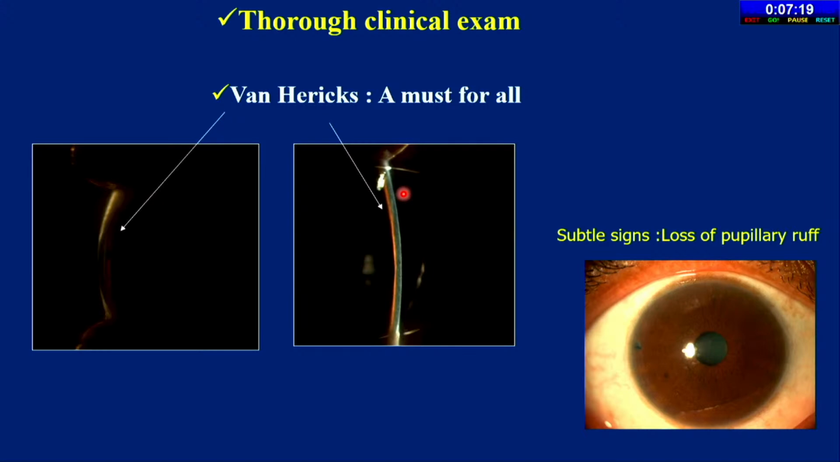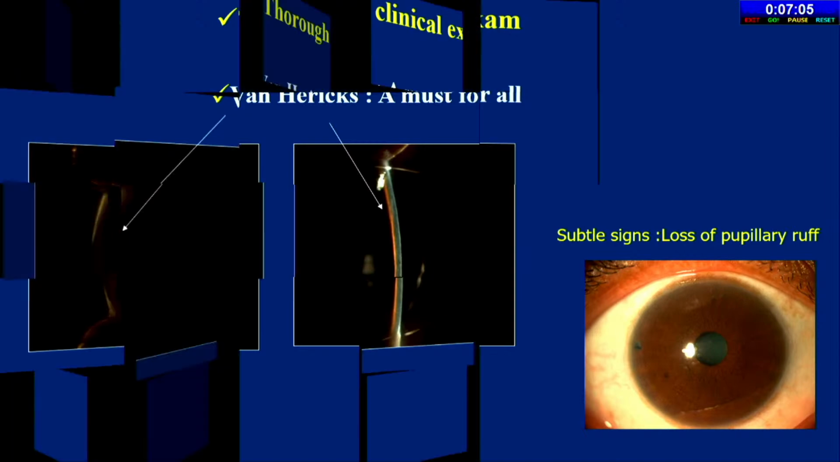And again, as I said before, when dilating the patient, at least look for Van Herrick's sign. And if the Van Herrick's is shallow, then you have to do the gonioscopy. And then you can also look for subtle signs like loss of pupillary ruff.